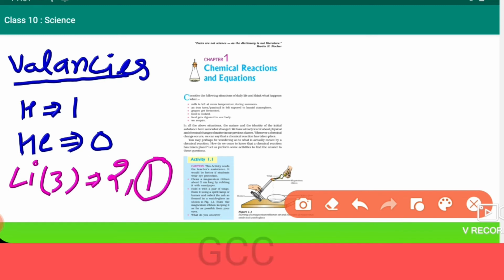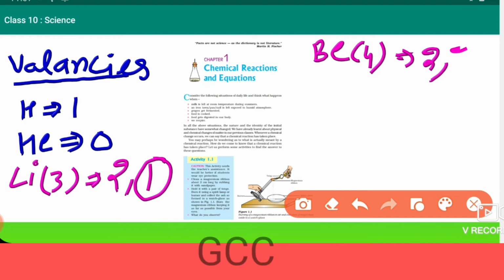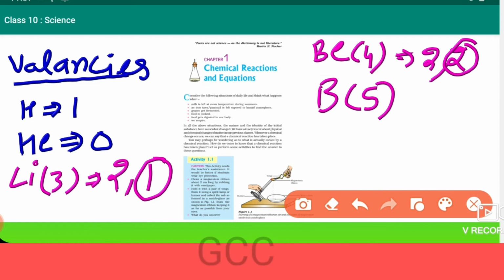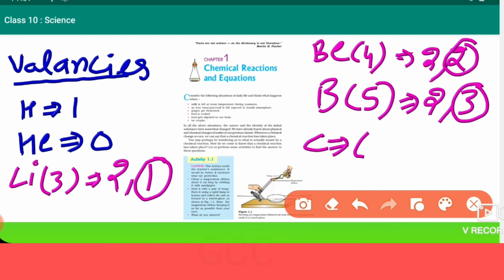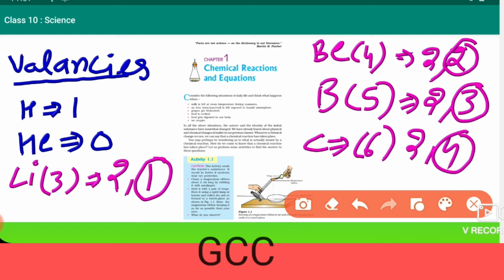Like this way we should know. Same way, beryllium atomic number is 4, so its configuration is 2, 2, so its valency is 2. Same way, boron atomic number is 5, configuration is 2, 3, so its valency will be 3. Same way, carbon atomic number is 6, so its configuration is 2, 4, so its valency will be 4. Is that clear?